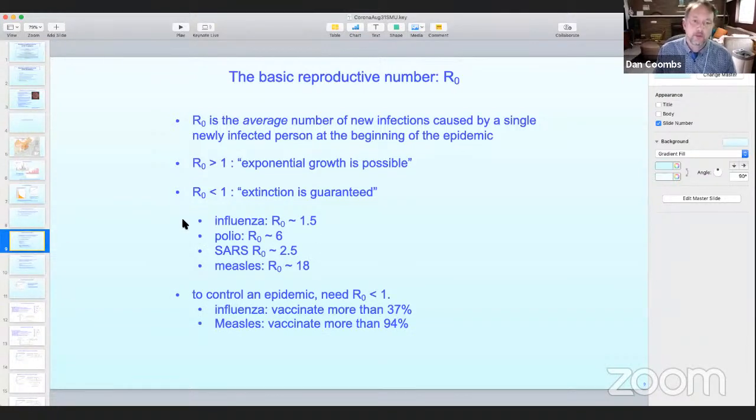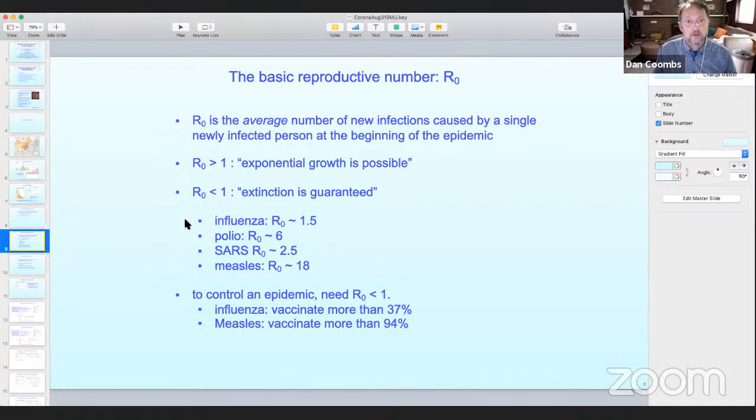And people talk about the R0s for different diseases. So flu is around 1.5. For polio, it's about 6. For SARS, it was estimated to be around 2.5. The one that's notably different is measles. That's very, very high. If you're going to control an epidemic, you need your R0 to be less than 1.